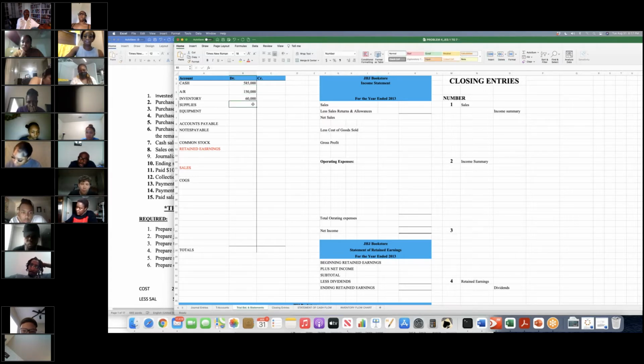Supplies, 5,000. Equipment, 250,000. Then what's gonna come here? That's the total assets. Yes. So your accumulated depreciation account should be coming here. And how much is in that account? 40,000.